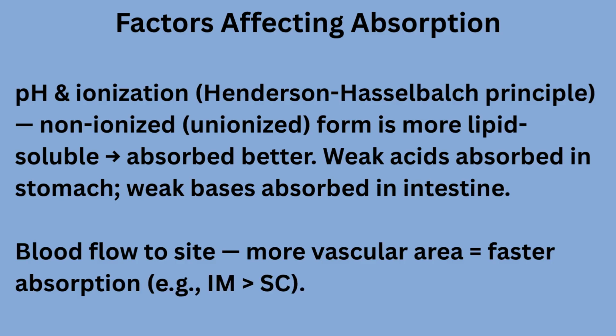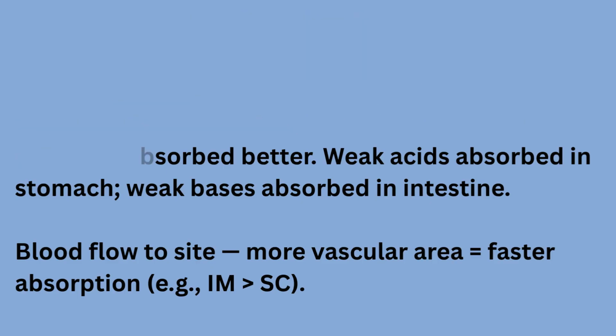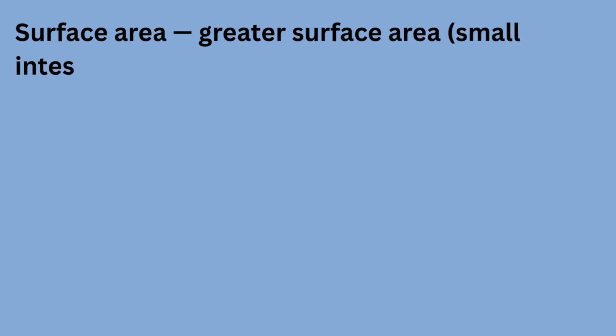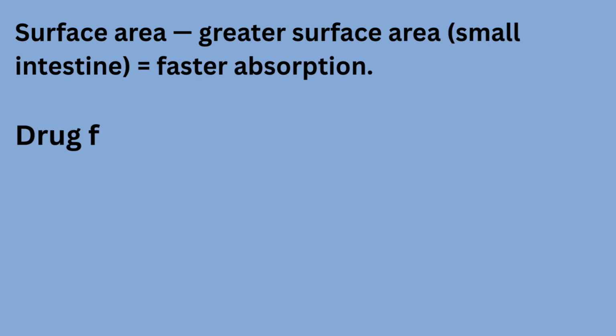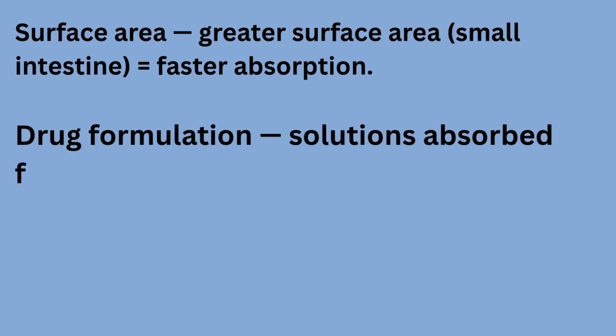Next is blood flow at the site of absorption. The richer the blood supply, the faster the absorption. That's why an intramuscular injection is usually absorbed faster than a subcutaneous one, because muscles have a better blood supply. Then we have surface area. The greater the surface area, the faster the absorption. That's exactly why the small intestine, with its huge surface area from villi and microvilli, is the main site of drug absorption in the GI tract.